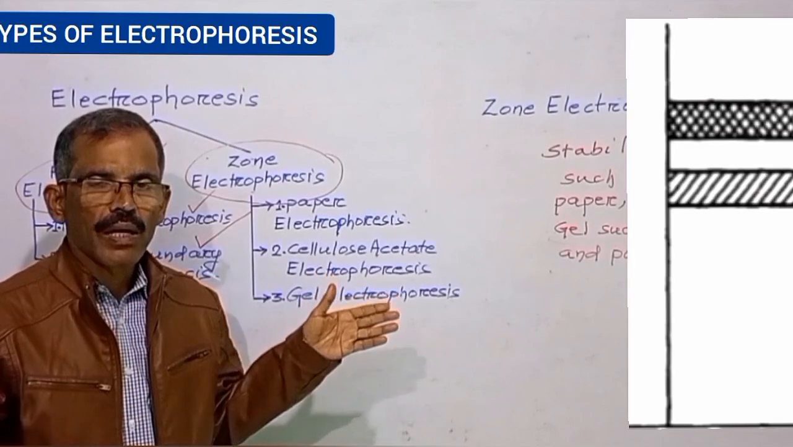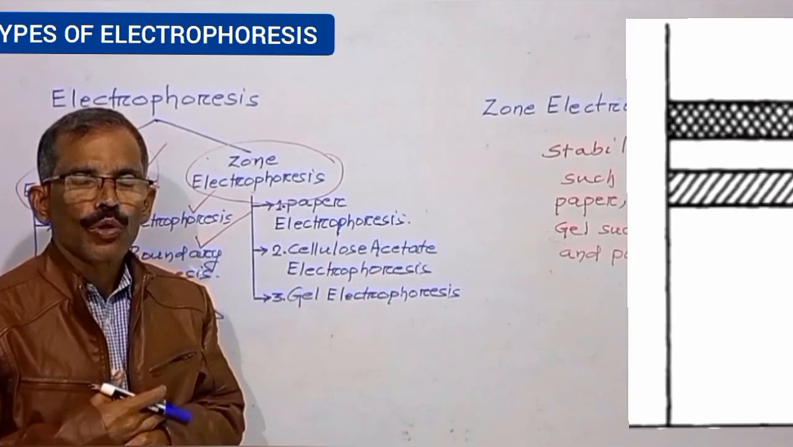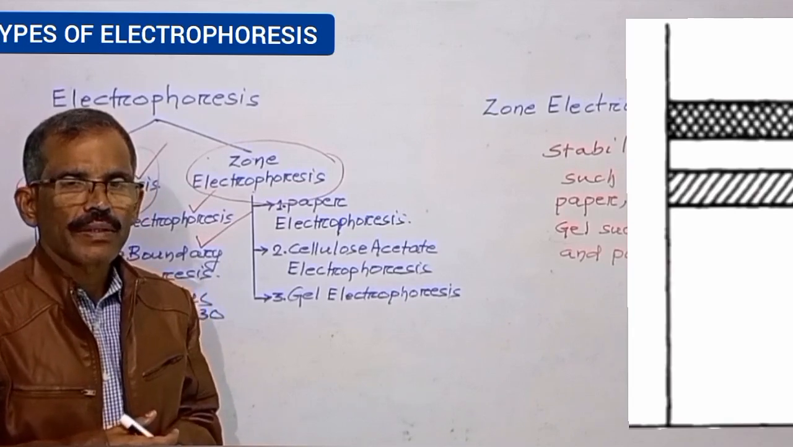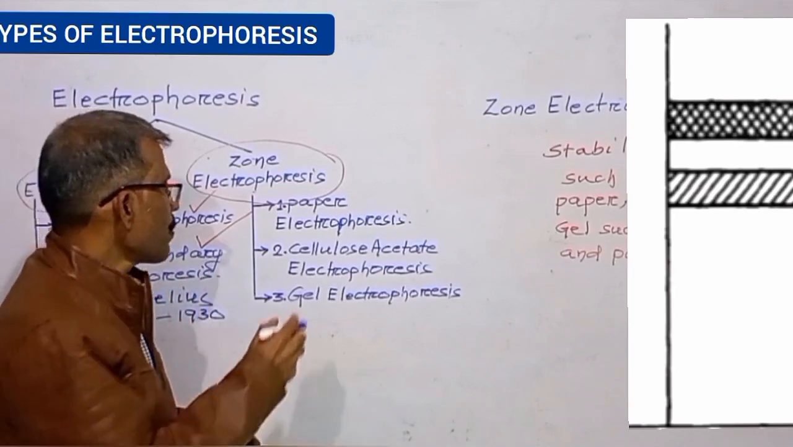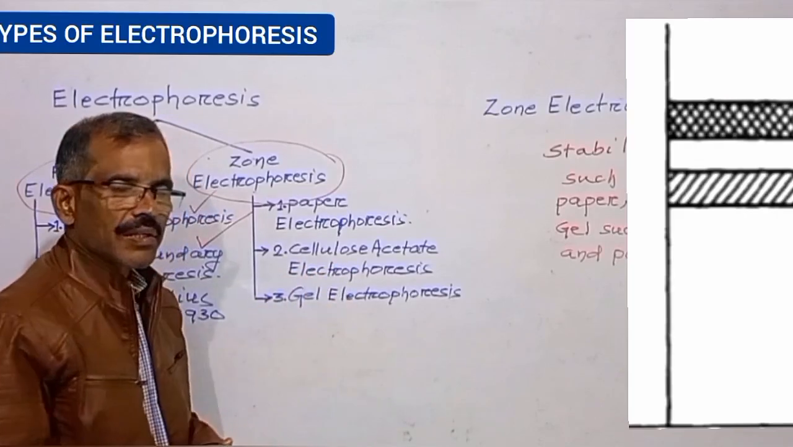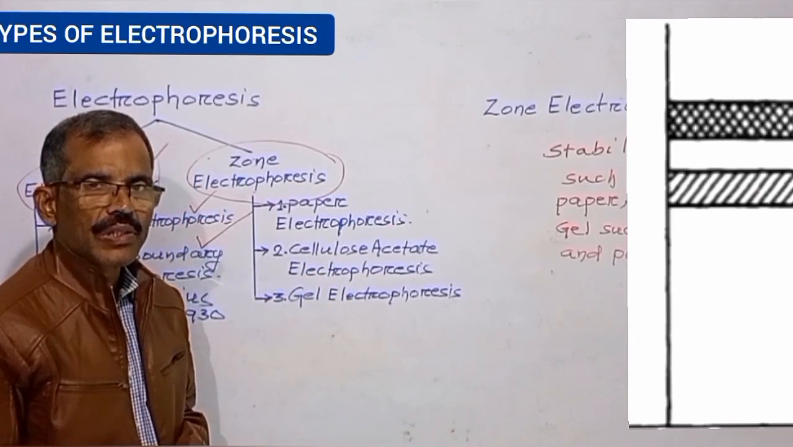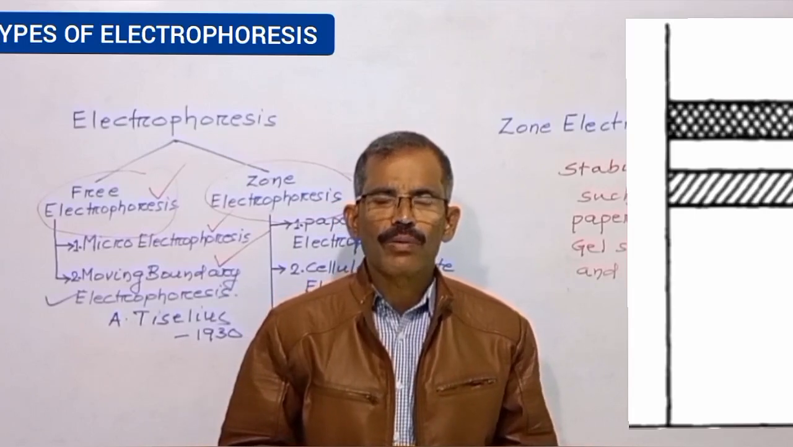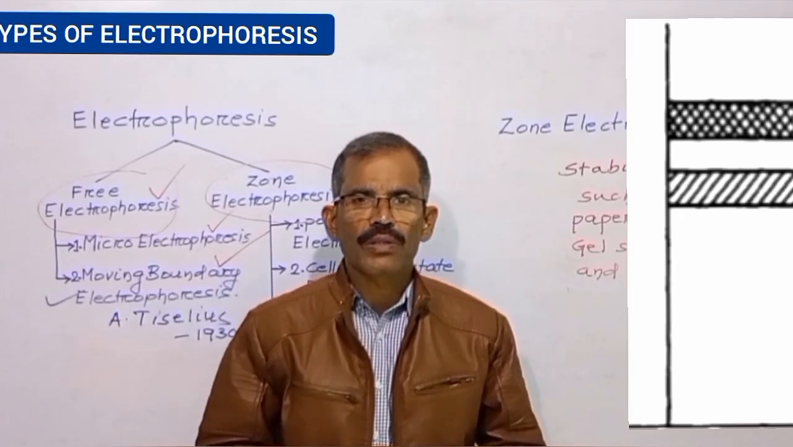Based on the stabilizing media, zone electrophoresis can be divided into different types such as paper electrophoresis, cellulose acetate electrophoresis and gel electrophoresis. Friends, this is about different types of electrophoresis.